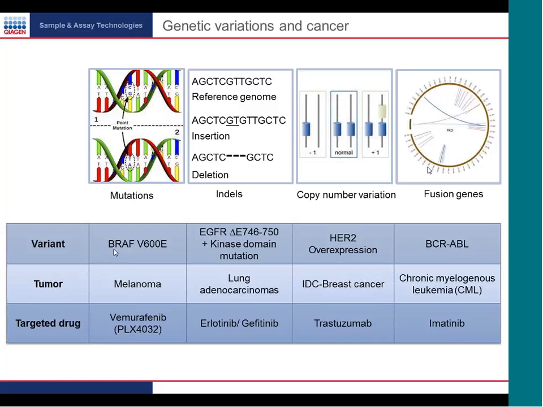So let's take an example of BRAF V600E. It's present in almost 60% of melanoma patients, and if you look at the drug PLX4032, it will be beneficial in melanoma patients only if they have the BRAF V600 mutation. So that shows the importance of our need to detect these genetic variations.